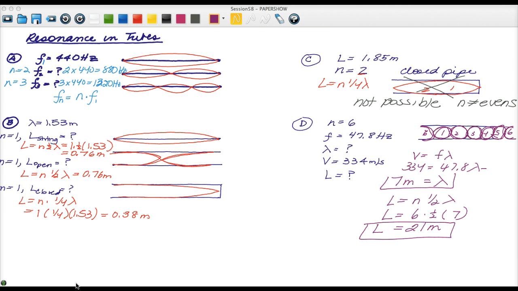So that's how you answer those questions, and you should continue trying to practice drawing what it looks like so you can continue to visualize what's happening inside a tube and in a string when music is playing.